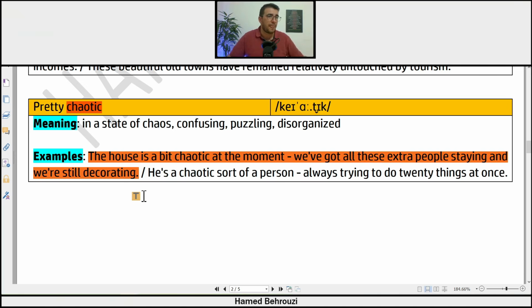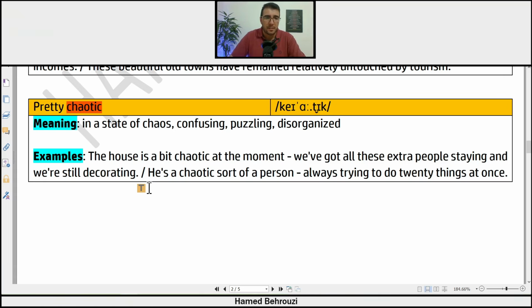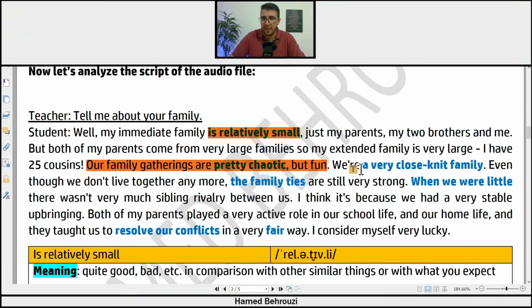This is my bedroom and workspace. And now that I look at it, it's really chaotic. You don't see it, but it's really, really chaotic. Then we get this example: he's a chaotic sort of person, always trying to do 20 things at once, making himself busy with different things. Then we continue here: we are a very close-knit family.